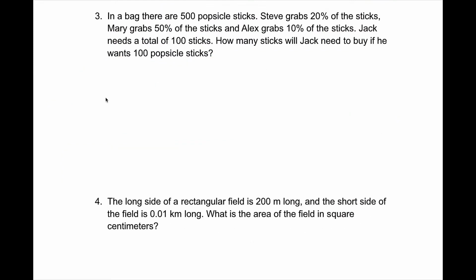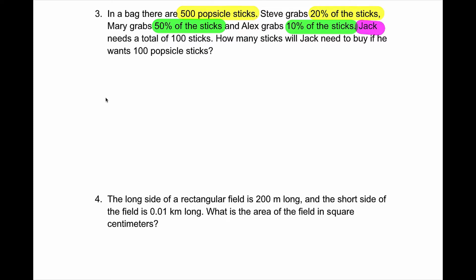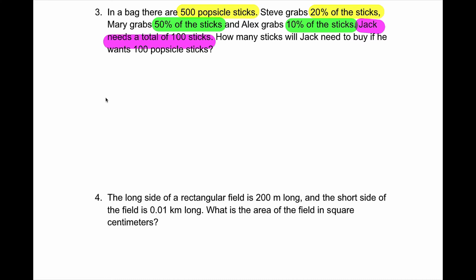Okay, question 3, we've got another percentage question. So again, to the highlighter, let's pull out the important information. We've got a bag and we have 500 objects in there, which happen to be popsicle sticks. One student, Steve, takes 20% of the sticks. Another student, Mary, takes 50% of those sticks. Alex takes 10% of the sticks, and then poor little Jack is left at the end wondering if there's going to be enough sticks for him. He needs 100. So will he need to buy any more, and if so, how many?